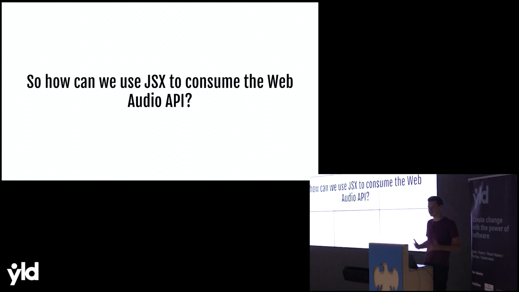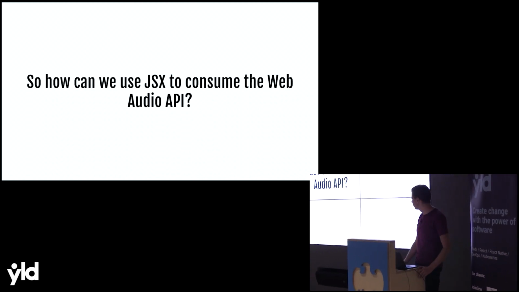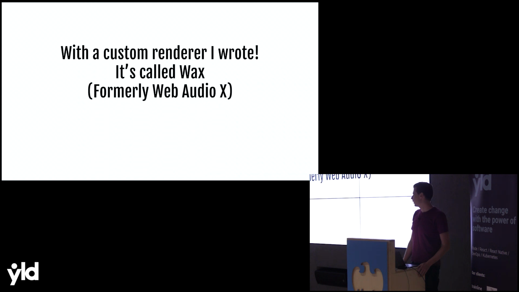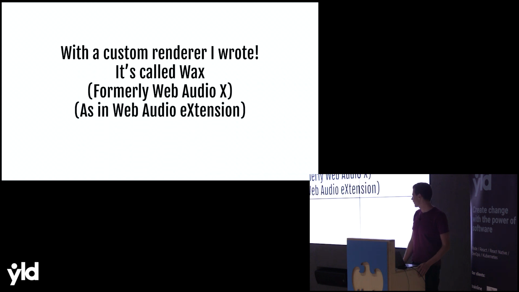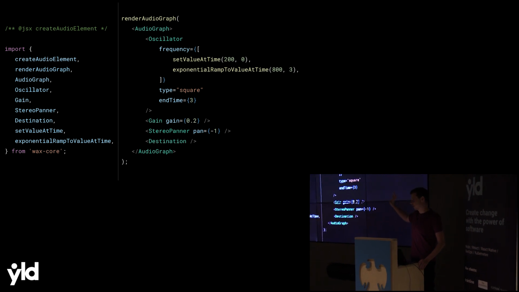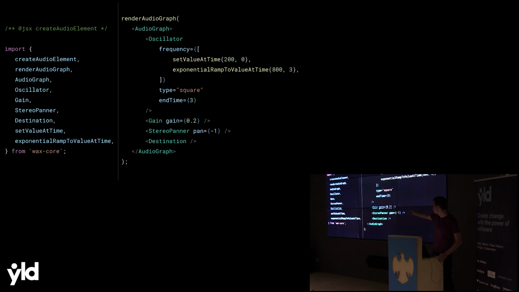How can we bring these two separate concepts into one, and how can one complement the other? Well, I wrote a custom renderer to do this. It's called Wax. It was formerly Web Audio X, and you can see I kind of struggled with the name a bit, so that's kind of the one I stuck with. And what we have here is an NPM module. Well, it's actually transpiled to a CommonJS module.